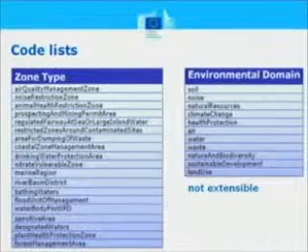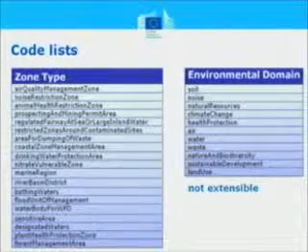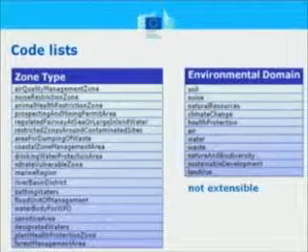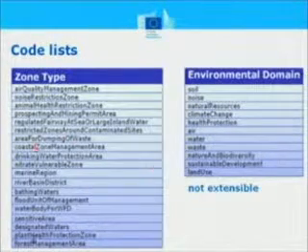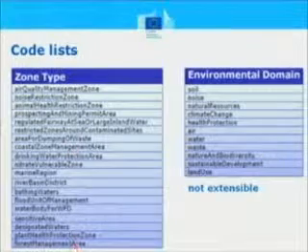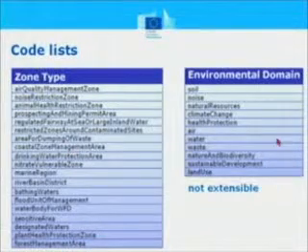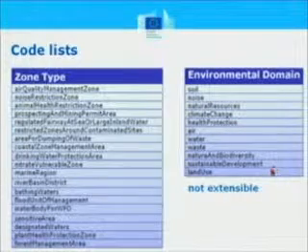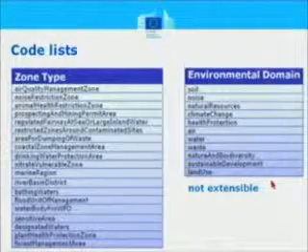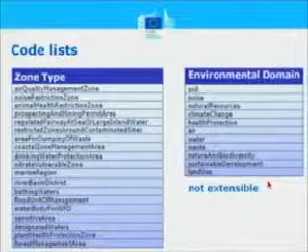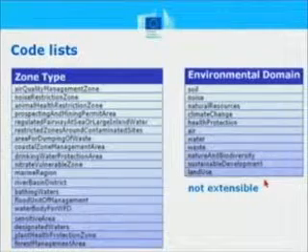We have 2 main code lists that allow, let's say, the classification of the zones. One is the zone type. As I said, it's a high-level classification of the different types of management zones that we've identified. And then we have one on the environmental domain that is dealt with or addressed by the management area.